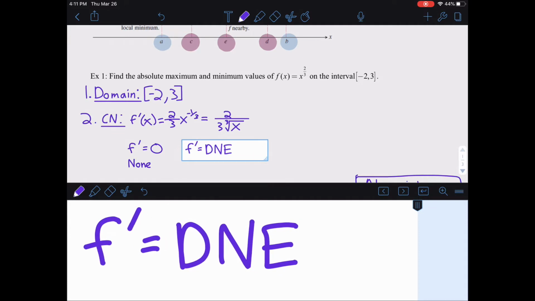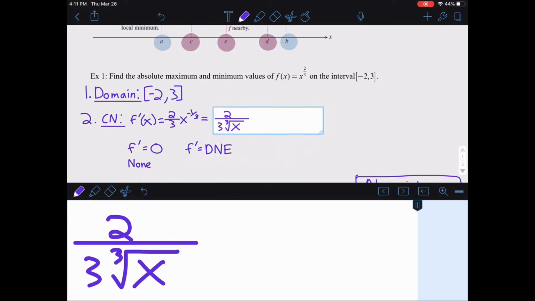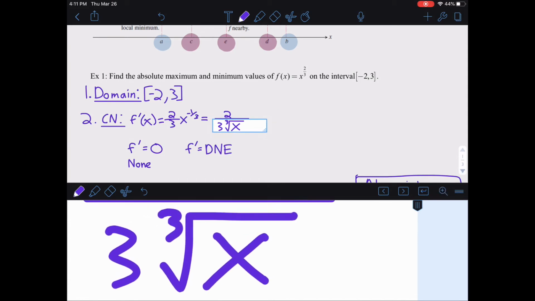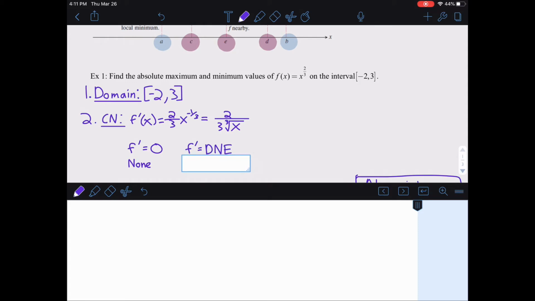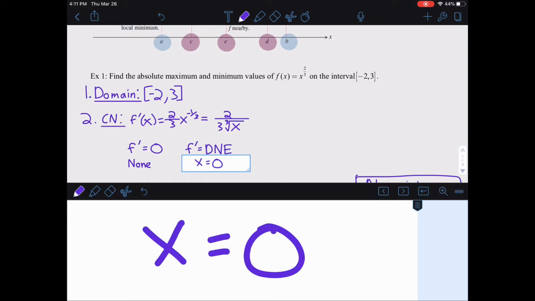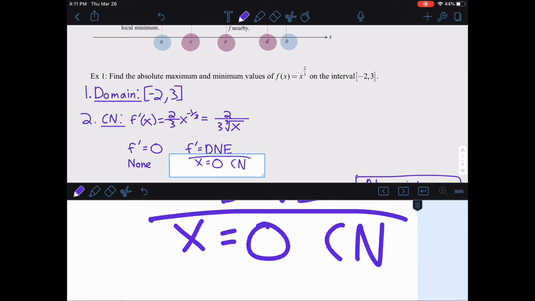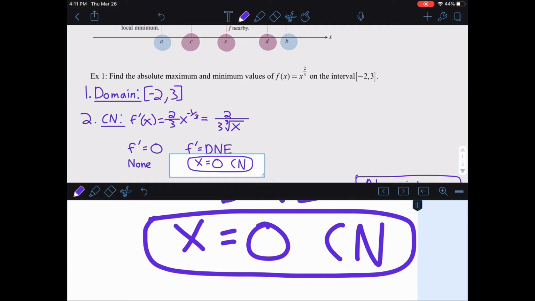Now, how can I make this derivative not exist? Well, again, my derivative is a fraction. How do I make a fraction not exist? By making the denominator equal to 0. So what x value can make this denominator equal to 0? Well, I have a cube root of x there, right? If x is 0, then that's going to give me 3 times 0, which would make the whole denominator 0. And so x equals 0 is my only critical number. And that's step 2.